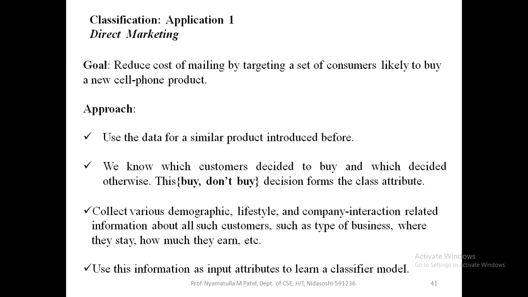Now, we know which customers decided to buy and which decided otherwise. This buy and don't buy decision forms the class attribute. We form a database of which customers bought the product and which did not. Collect various demographic, lifestyle and company interaction related information about all such customers, such as the type of business, where they stay, how much they earn, etc. Use this information as input attributes to learn the classifier model. So understand the complete profile of the customer and decide whether these people are going to buy a new product or not. That is called direct marketing.